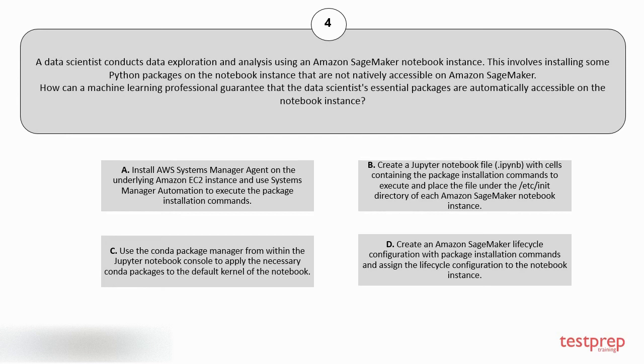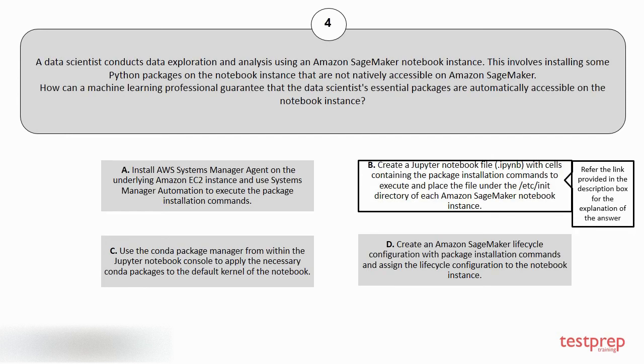C. Use the Conda Package Manager from within the Jupyter Notebook console, to apply the necessary Conda packages to the default kernel of the notebook. D. Create an Amazon SageMaker lifecycle configuration with package installation commands, and assign the lifecycle configuration to the notebook instance. The correct answer is option B.